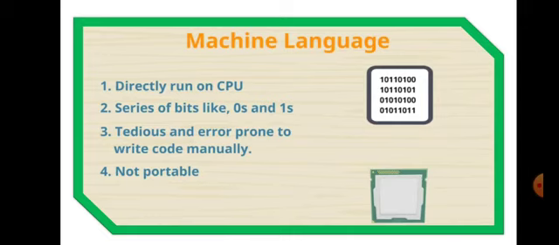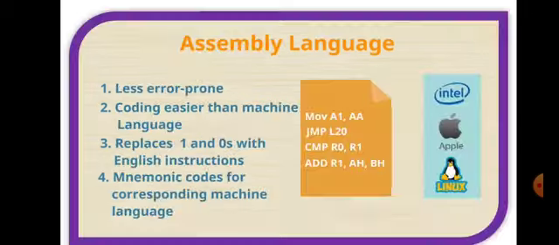So hope you understood what is machine language. In short, machine language is in the form of zeros and ones. It is very complex to understand. It is not in the form of simple English. It can only be understood by the machine, the computer.